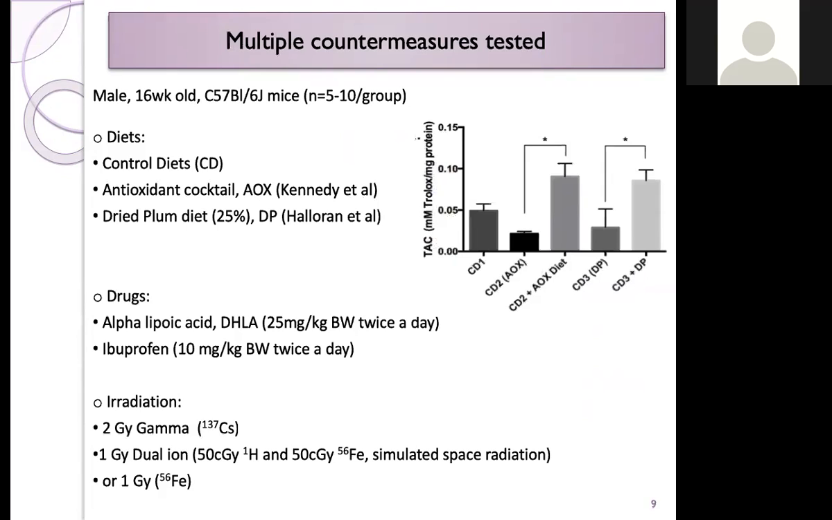In terms of drugs, we tried alpha-lipoic acid, an antioxidant, and ibuprofen, an anti-inflammatory. We had different schemes of radiation: 2 gray gamma, 1 gray of dual ion, half proton and half iron, to simulate space radiation, and 1 gray iron as a positive control dose.